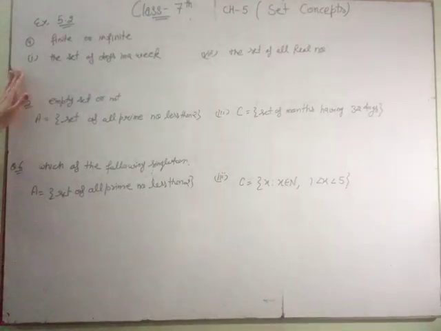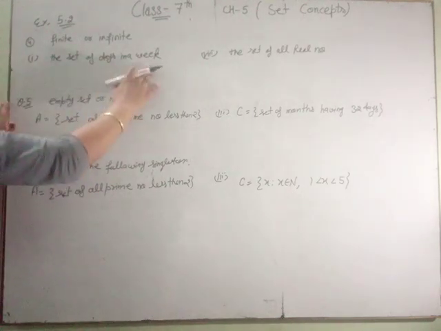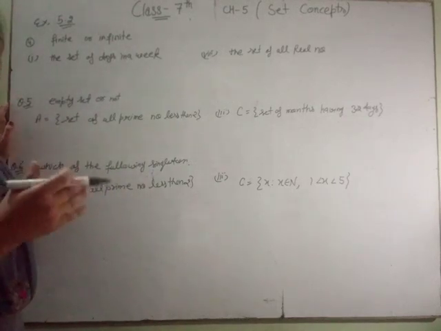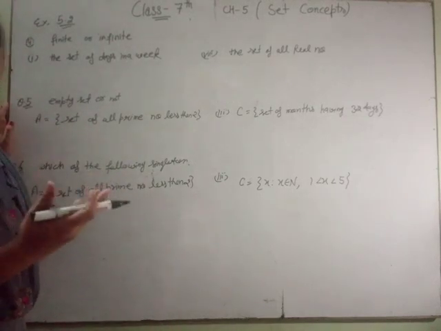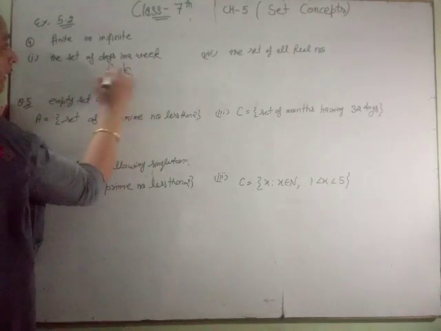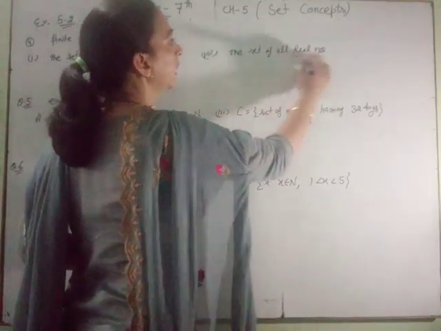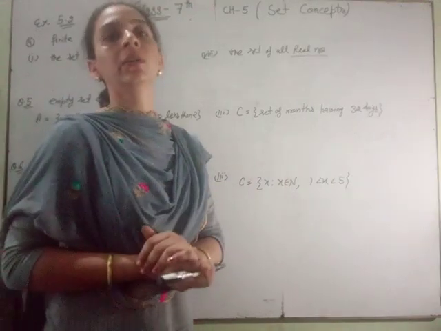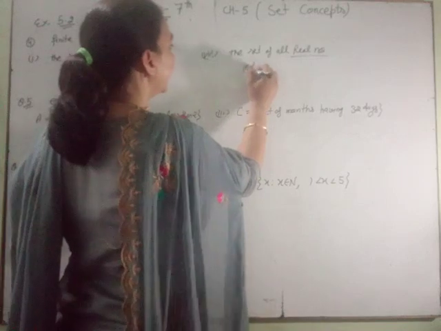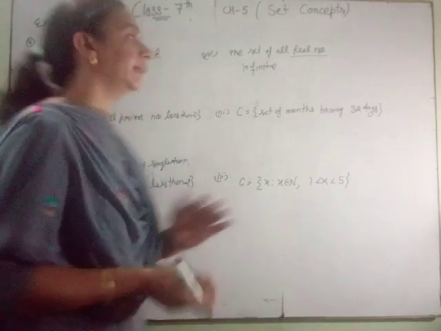Question number 4: are these sets finite or infinite? First is the set of days in a week. Student, we know that in a week there are a total of 7 days. We can count all the elements, so this is finite. If we can count, then it is finite, otherwise infinite. The set of all real numbers, we cannot count all the real numbers, so this is infinite, because there are so many real numbers.